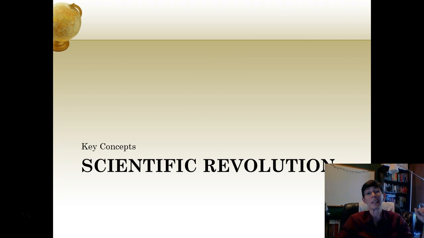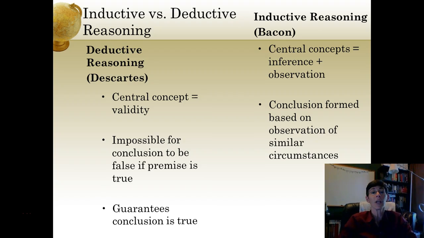All right, so let's talk about key concepts of the scientific revolution. And we're going to revisit some of the things we introduced in the last lesson with the key thinkers. All right, so inductive versus deductive reasoning. These are very important concepts, not just for the scientific revolution, but also for the Enlightenment, because once we get into a discussion of philosophy, this is going to be really, really important.